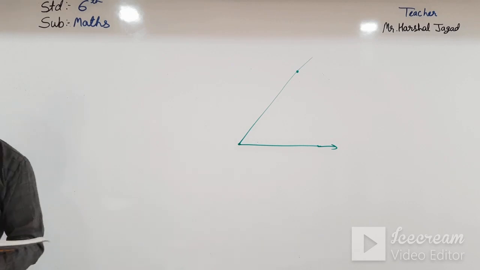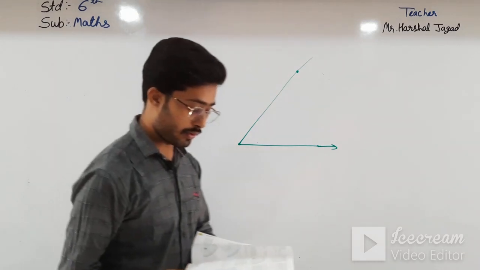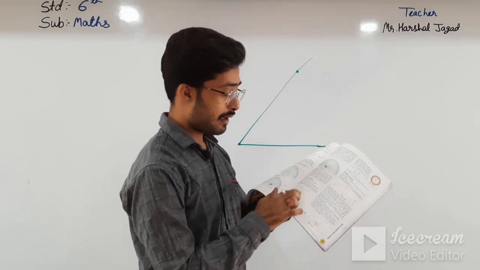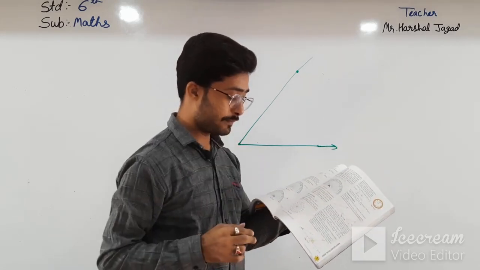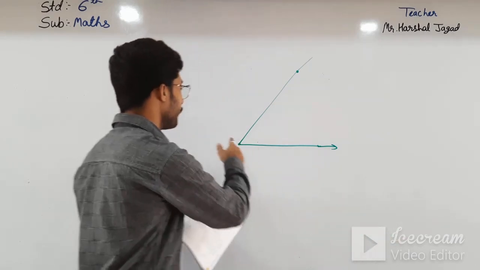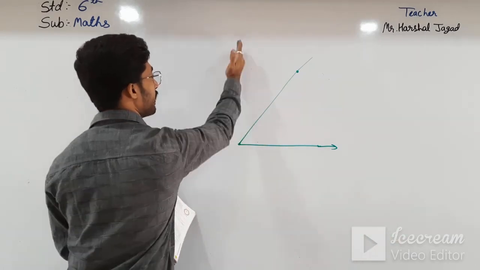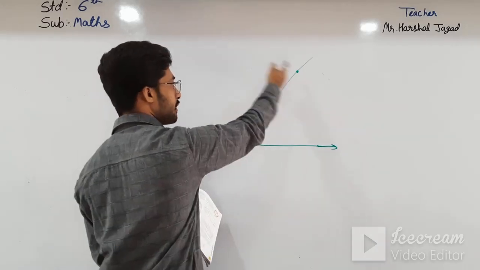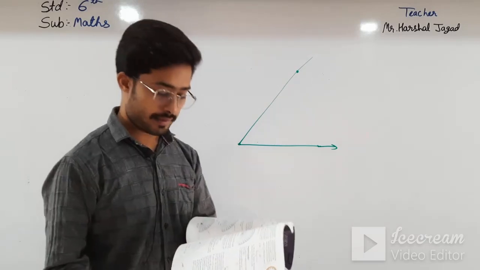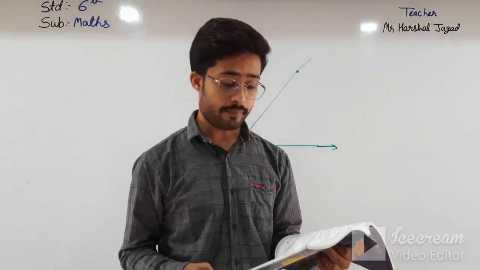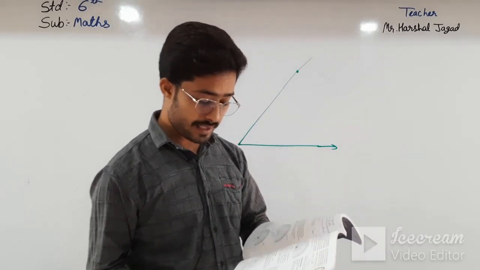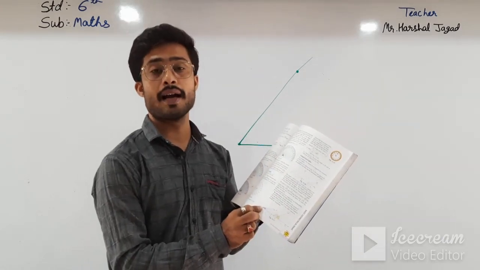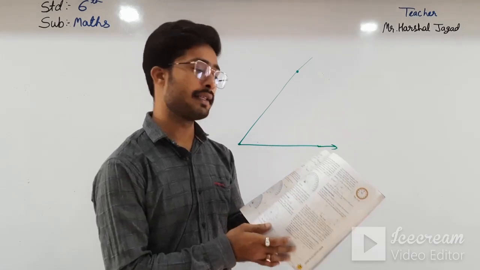Then comparing angles. So you can see comparing angles over here, degree measuring of angles. See here, how many degrees of measuring are there? This is 60, then here is 90, here is 120, then 180, 270 and 360. The whole is 360. Okay students, comparing angles. Here we can see this angle is large and this angle is small. By observing, yes, we can tell that.